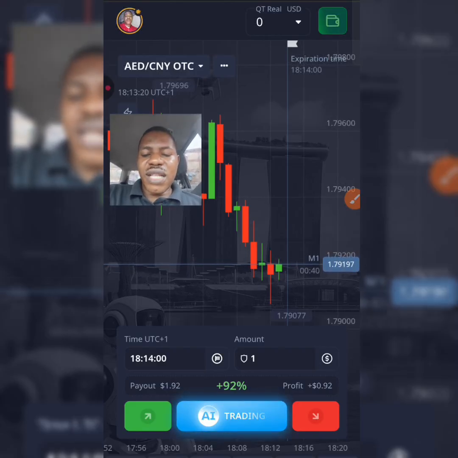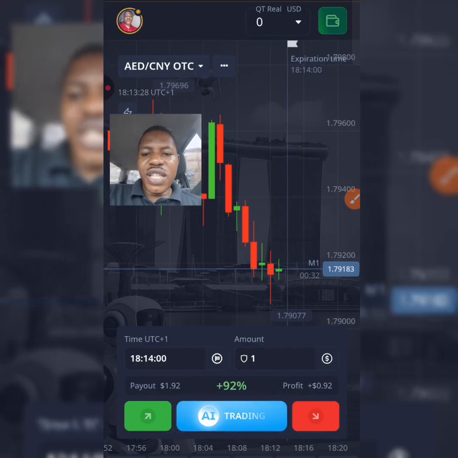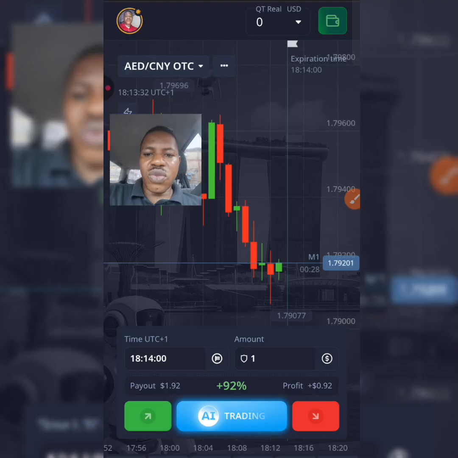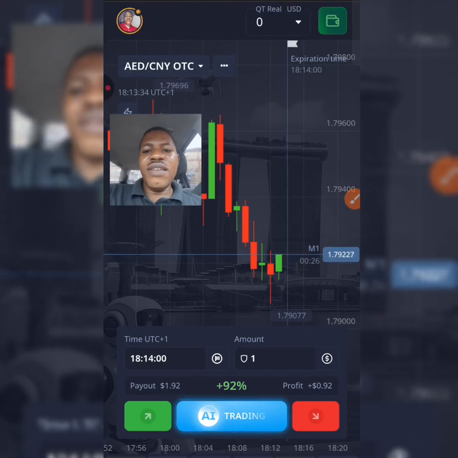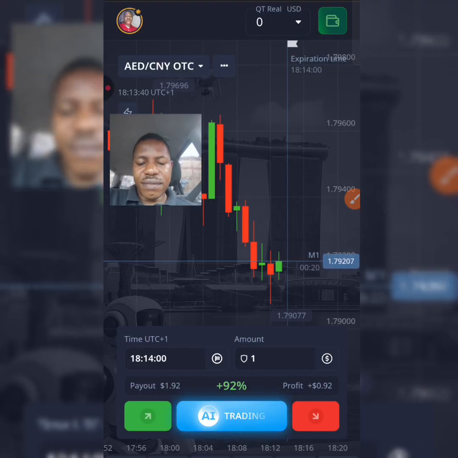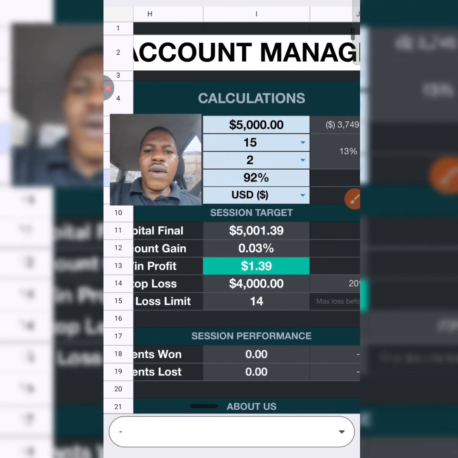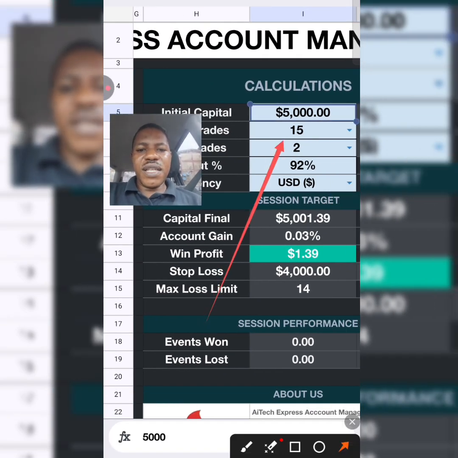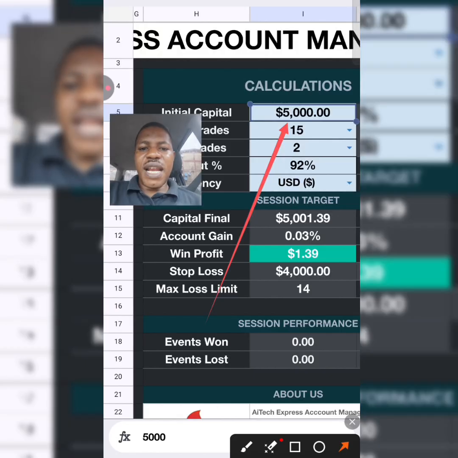I want to let you know that if you truly want to make money trading binary options, you need to have a money management tool. For me, I use the AiTech Express account manager, which is right here. All you need to do is set, right in this place, the account balance, whatever you have in your account. You put it right there.